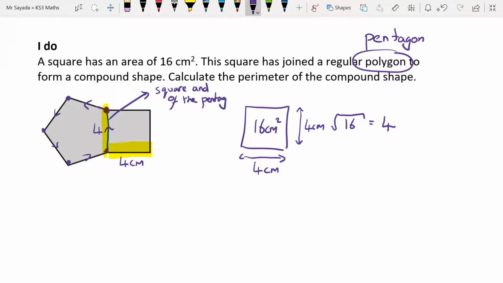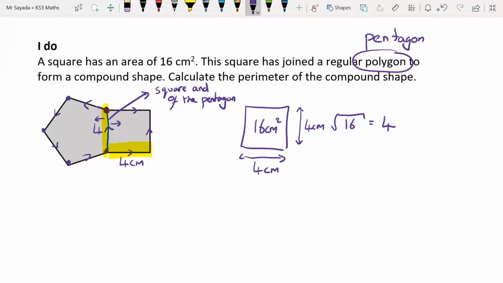So that side there is a side of the square. It's the side of the square over there, and it's a side of the pentagon over there. It's a shared side, which means that we now know what the length of each side of the pentagon is. So because we worked out the length of each side of the square, we now know the length of each side of the pentagon. So each side has a length of 4. So now I know what every single side of the pentagon is. I know that this side is 4, this side is 4, and this side is 4, and all the other sides are 4 as well.